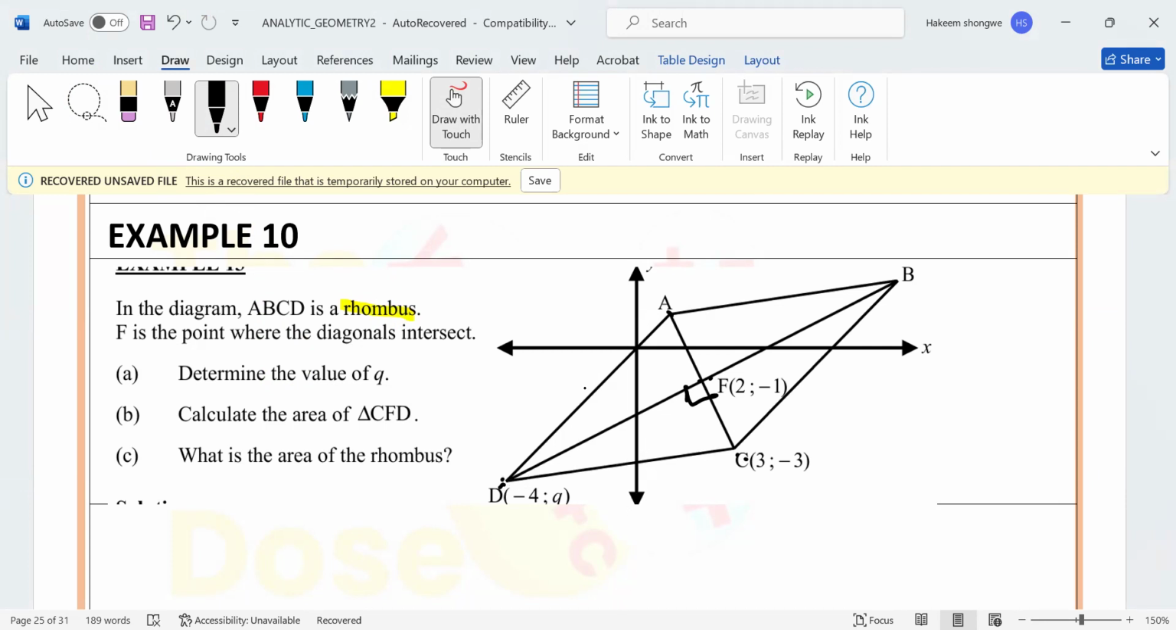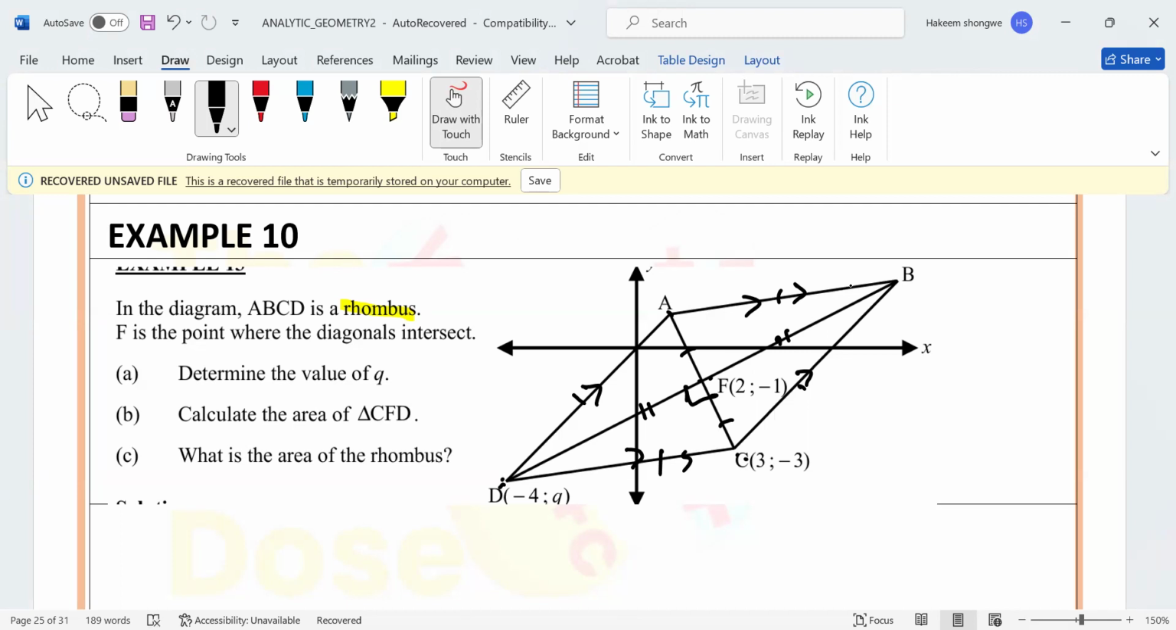What else should we know? We also know this one is going to be parallel to this one, right? And then we also know this one is going to be equal to this one, equal to this one, also equal to this one. And then this one is parallel to this one. And then we also know this one is going to be equal to this one. This one is going to be equal to this one. So those are the properties of a rhombus.